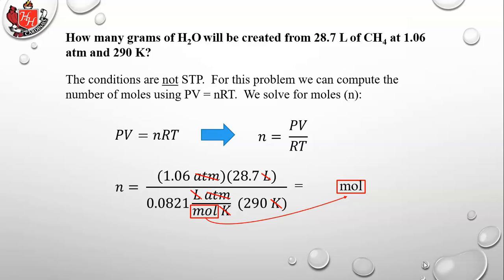And if you crunch the numbers there, multiply 1.06 times 28.7, divided by 0.0821, divided by 290, that gives you 1.28 moles. So you would have that many moles of any gas, it doesn't just have to be CH4. At those conditions of temperature, pressure, and volume, you would have that many moles of any gas.